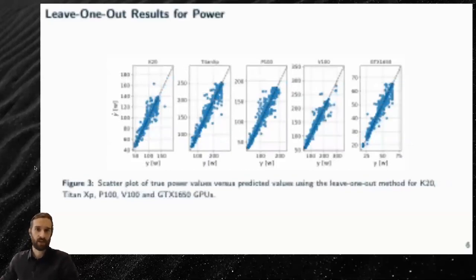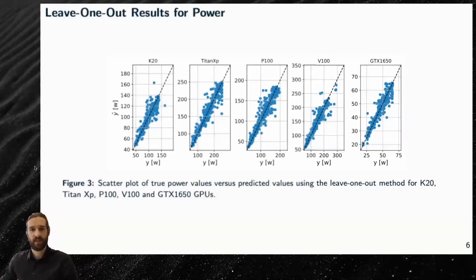For the power prediction, this is not so much the case, but we have some samples that appear to be outliers, but in reality, they have very similar features to other samples, but the outcome is different. So this might indicate that we lack some samples.